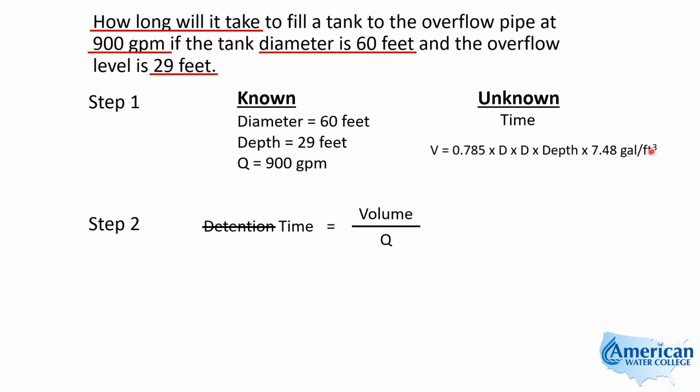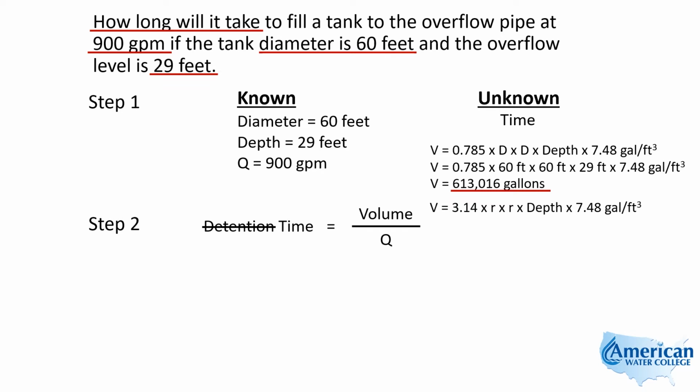So let's plug in our numbers and calculate the volume of water in this tank at the overflow pipe. We plug in our 60-foot diameter and our 29-foot depth, and we come up with a volume of 613,016 gallons. So that is how many gallons of water will be in the tank at that overflow pipe. And then it'll start overflowing and it can't get any fuller than that. So now that we have that, we can move on and plug in our numbers and do the math.